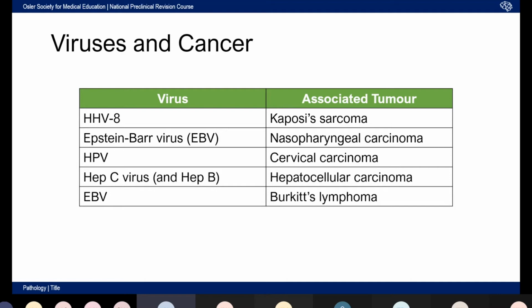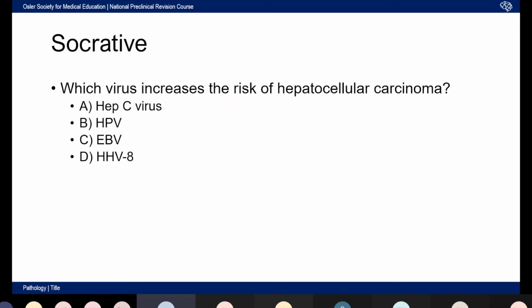Luckily for these viruses, we have a vaccine for HPV and for Hep B. And there is now also a treatment for Hep C, which has a cure rate of 90 to 95%. So this has been a big development in the last few years. This treatment for Hep C should stop it infecting people for so long, so will hopefully reduce the risk of cancer. So just a couple of questions on the viruses and their associations. Which virus increases the risk of hepatocellular carcinoma?